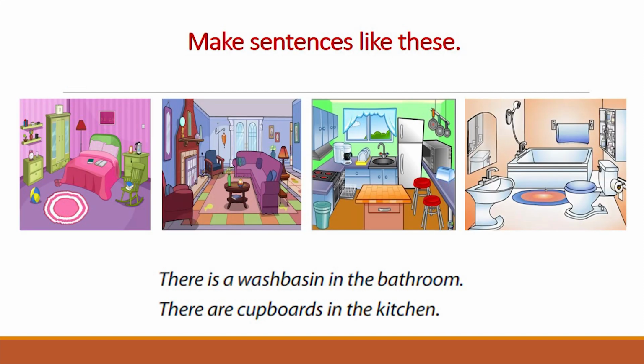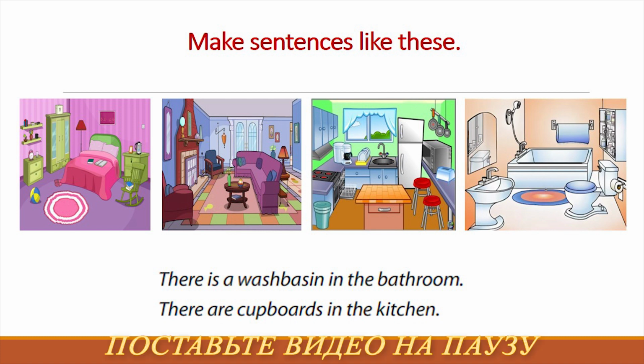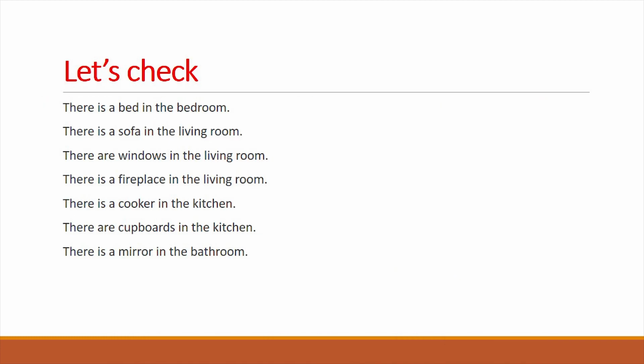Now the next task. Look at the pictures and make sentences like this. For example, there is a wash basin in the bathroom. There are cupboards in the kitchen. Very well. Let's remember what we have done in this lesson today.